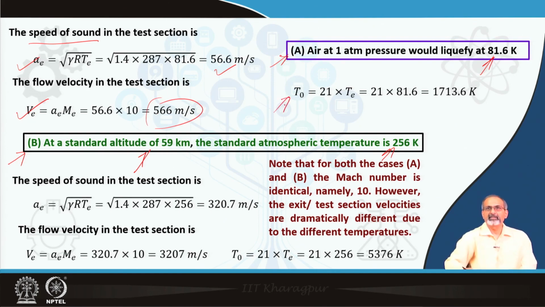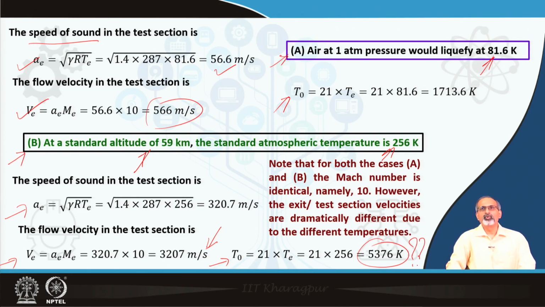Remember that the corresponding T naught was about 1714 Kelvin. Now, going to case B, the speed of sound corresponding to 256 Kelvin would be 320.7 meters per second, and the corresponding flow velocity for the same Mach 10 condition will be way larger, 3207 meters per second. The corresponding T naught would be 5376 Kelvin, which we had discussed is a huge temperature to handle.